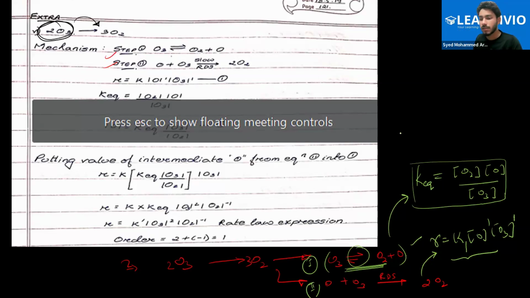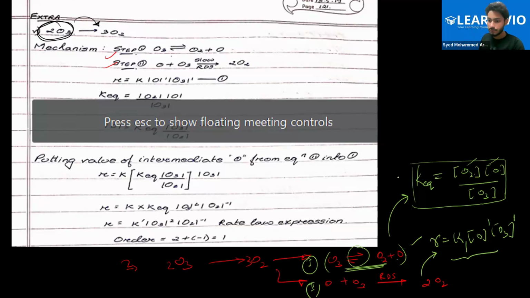Okay, just one second. See, basically it is nothing but the multiplication of the compounds which are there in the product side. See, this is the product, O2 and O. This is the multiplication of the concentration of the products raised to the power of their stoichiometry, 1 and 1, divided by the concentration which is there in the reactant side to the power of the stoichiometry. That's it. Understood or not?